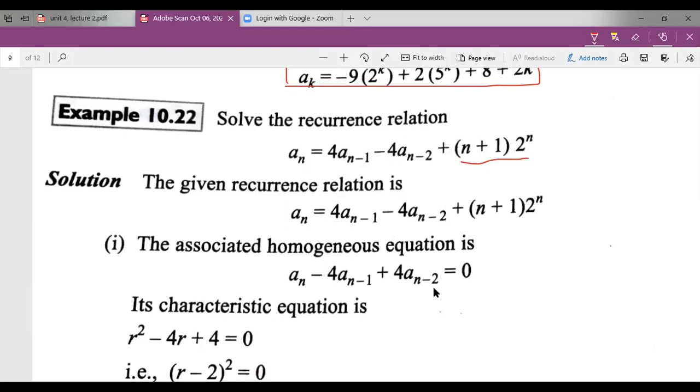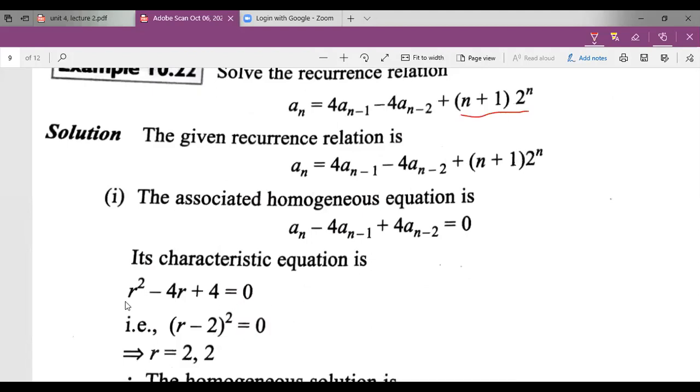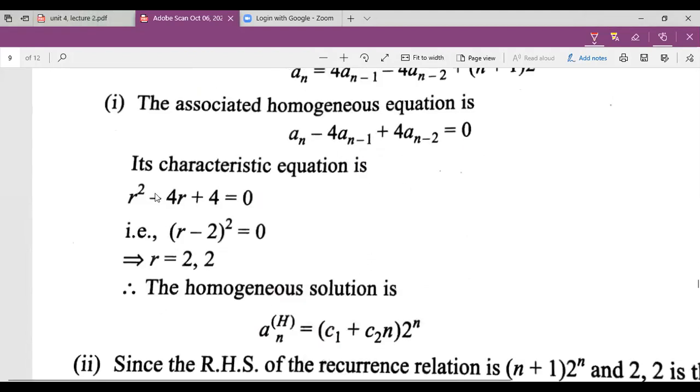So this is of degree 2. Next we write the characteristic equation of this equation, r square minus 4r plus 4 is equal to 0. We solve this equation and get the roots r is equal to 2, 2. These are real and same roots. So what is the solution of the homogeneous equation? (C1 plus C2 n) into r power n. Here the r value is 2. So (C1 plus C2 n) into 2 power n is the homogeneous solution of the given recurrence relation.